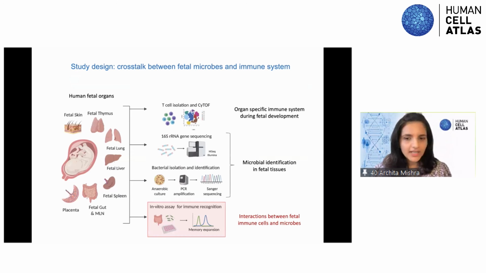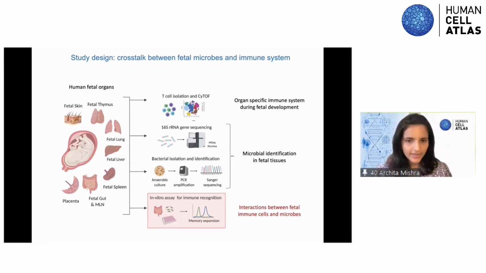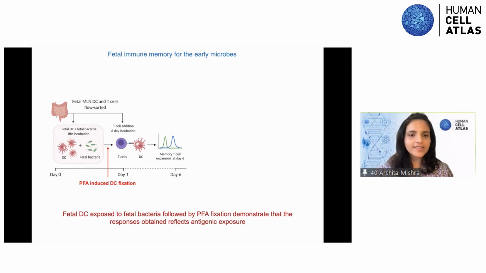And this brings me to the last and the most important part of the study, where we wanted to see whether these two components, the bacteria and the more active immune system, ever interact with each other or not. So for that, we devised the most syngeneic system that can happen in such a study, where we isolate the dendritic cells and the T cells from the same fetal gut. And then we isolate the bacteria also from the fetus, and we present these bacteria to these DCs to present in turn to the T cells. And what we wanted to see was whether these bacteria can elicit a memory in these fetal T cells.